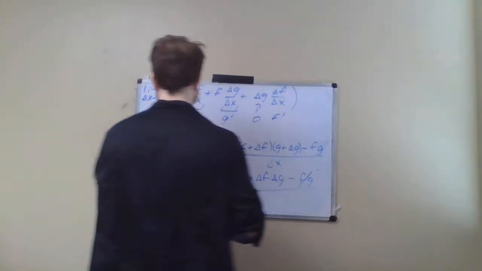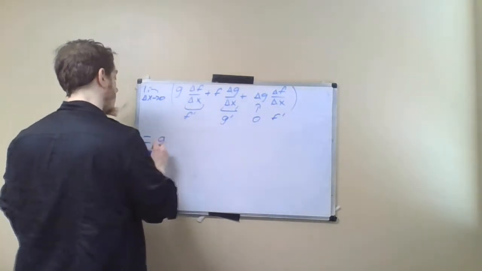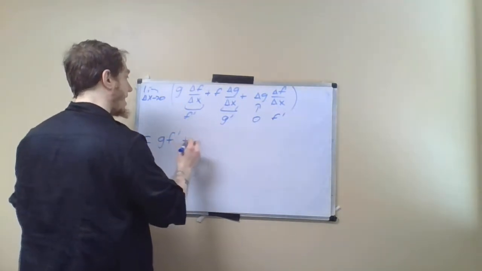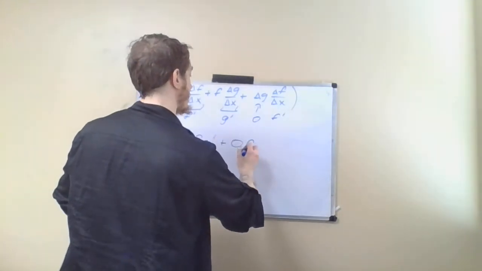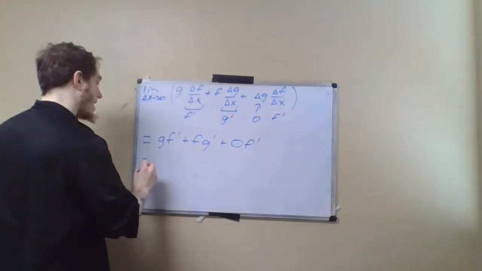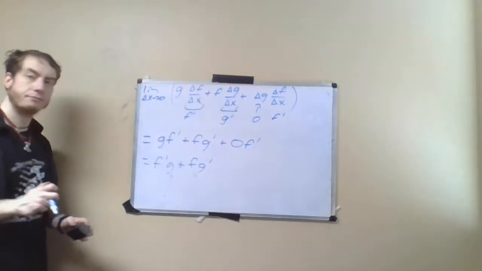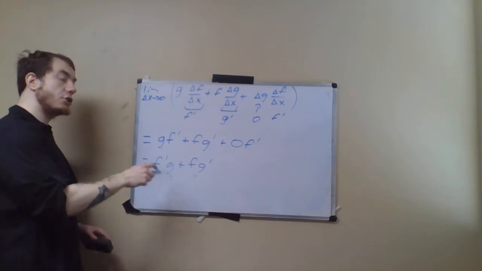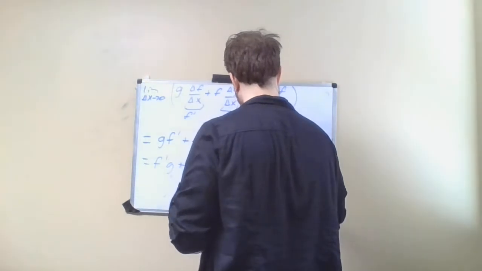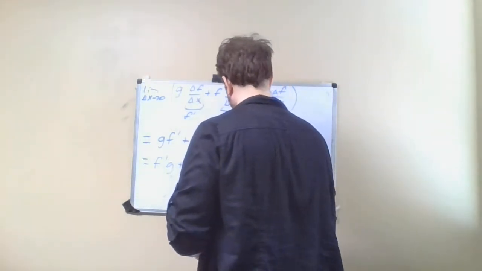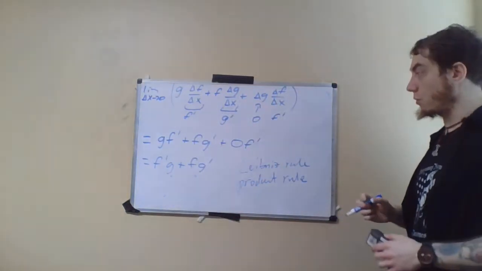So what we end up with in the limit is the first term becomes g times f prime, the second term becomes f times g prime, and the third term becomes 0 times f prime. And I can rewrite this as f prime g plus f g prime. And there we go. This is going to be our Leibniz rule or product rule. So you can use either name for this particular rule.